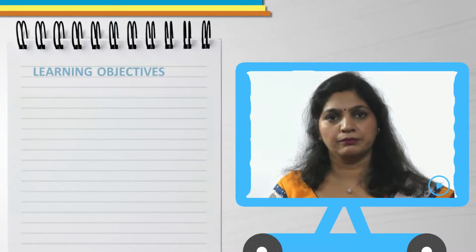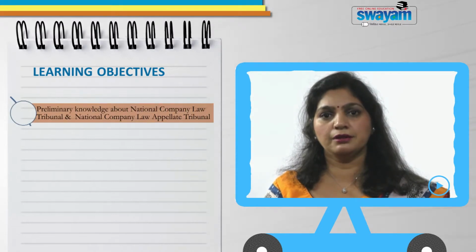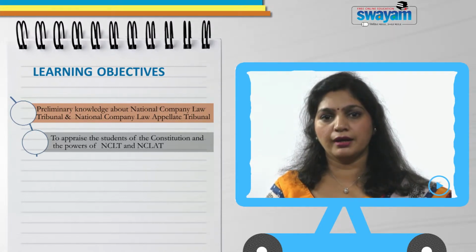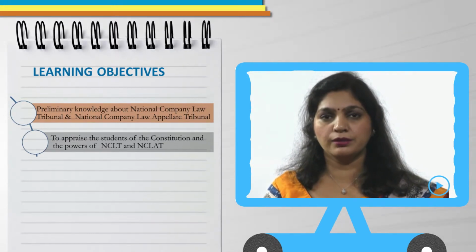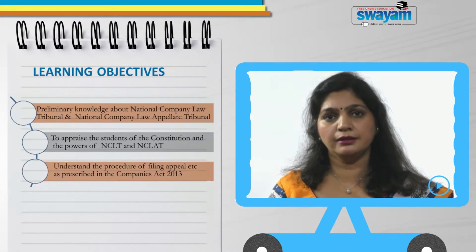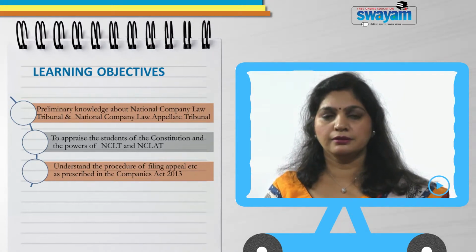Now I would discuss the objectives of the module. The main objective of this module is to provide preliminary knowledge about the National Company Law Tribunal and National Company Law Appellate Tribunal, to apprise the students of the constitution and the powers of the NCLT and NCLAT. Moreover, by discussing the contents of this module, we would make students understand the procedure of filing appeals, etc., as has been prescribed under the Companies Act 2013.